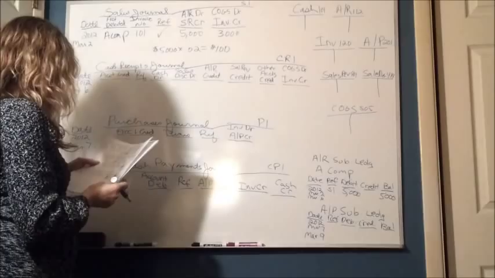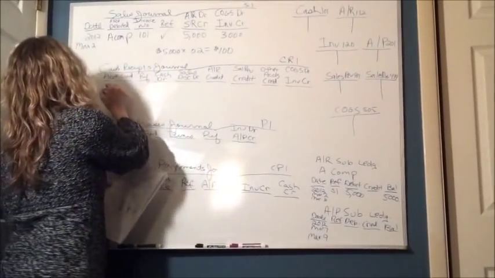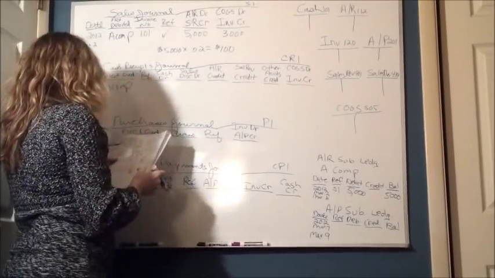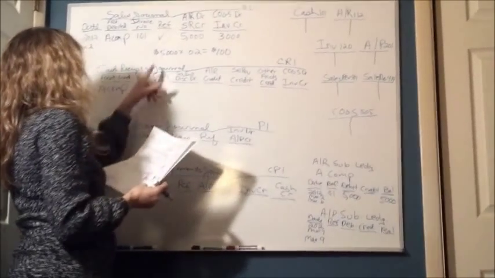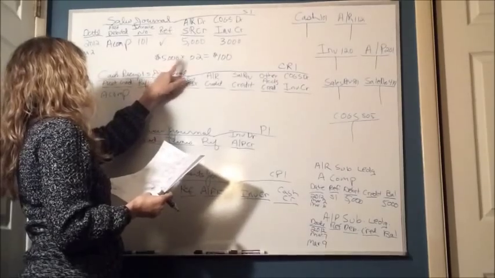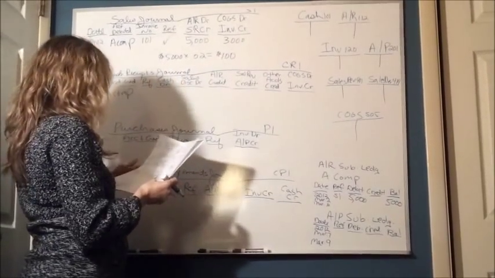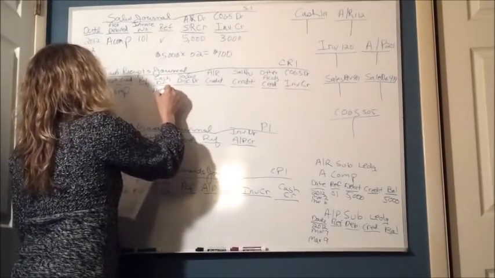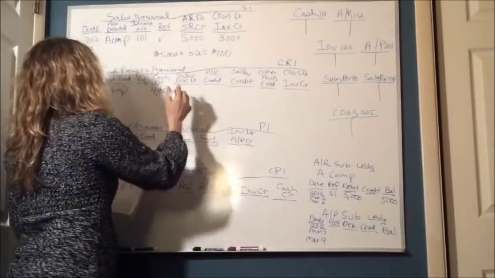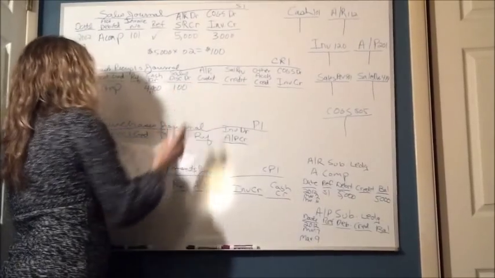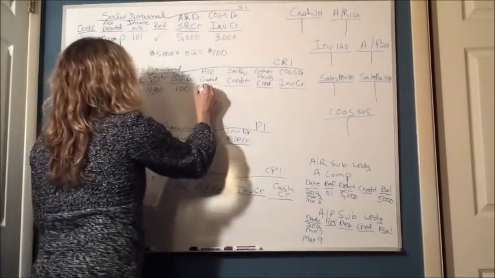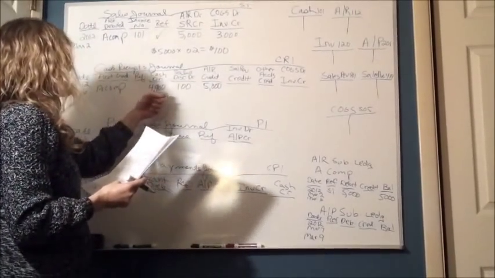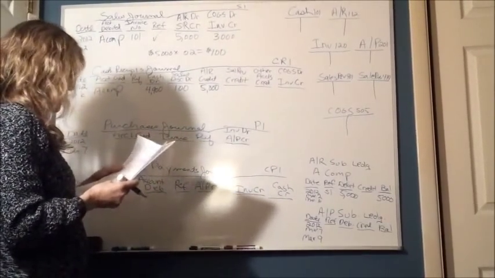So the account we're going to credit in our cash receipts journal is A company. The cash that they paid us wasn't $5,000, right? It was the $5,000 minus the $100. So the cash we received was $4,900. Our sales discount is $100. And the amount we're going to credit to accounts receivable, of course, is $5,000. It's the cash we received plus the sales discount.